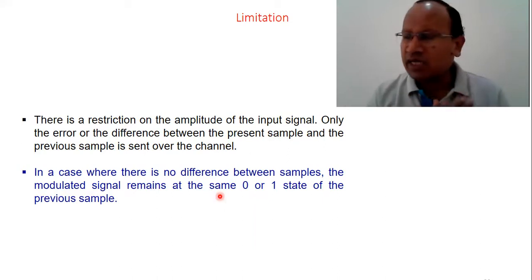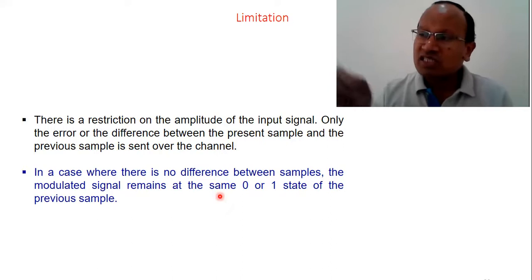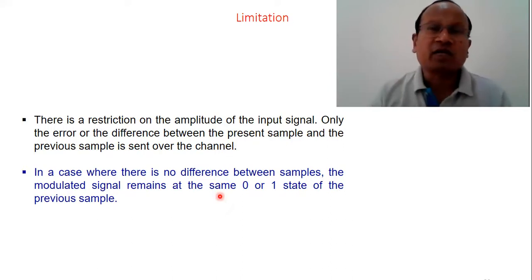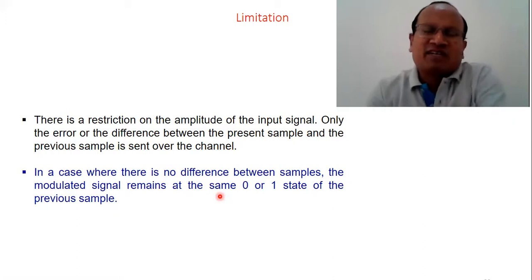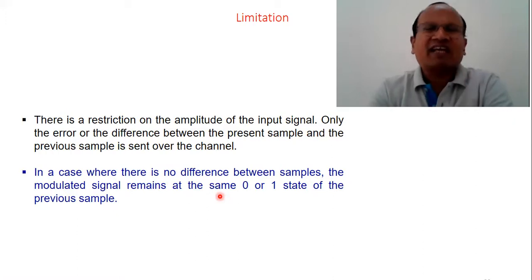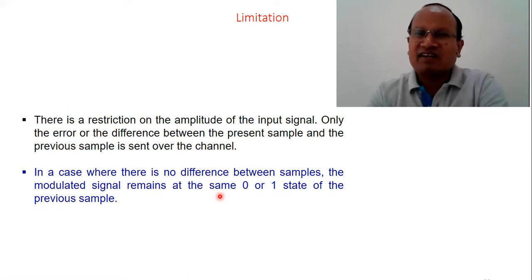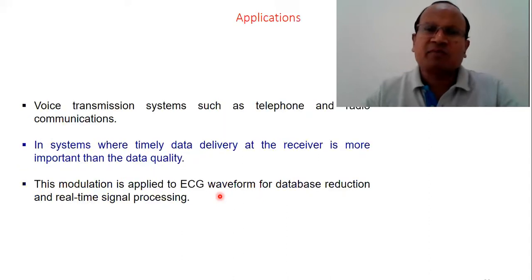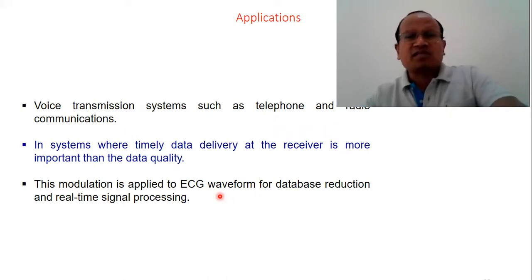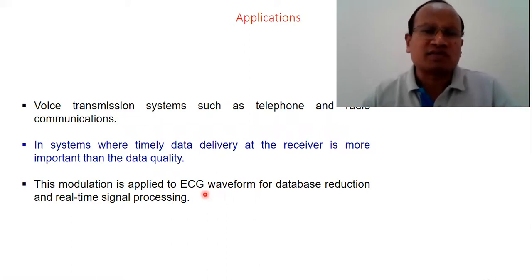So that's one drawback. But there is one more problem: the approximated signal which we are getting with the help of a predictor or an integrator may have some variation, and that variation is actually the difference between the actual sample and the previous sample. So that will create confusion. If any difference exists between the two samples or not, that may sometimes limit the performance of delta modulation. The applications include voice transmission systems such as telephone and other communication systems.